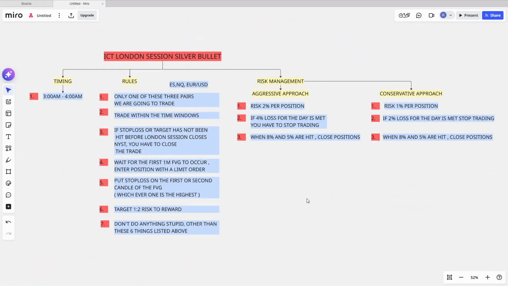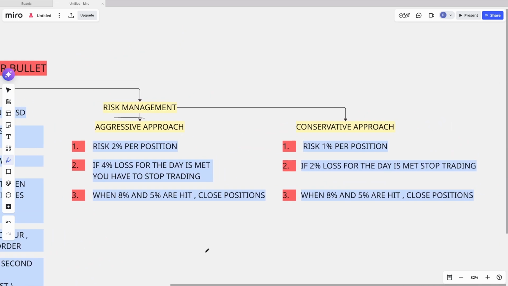Next thing I want to talk about is risk management. There are basically two approaches to risk management, and I'm going to explain each one. According to your personality, most traders have two choices: one is to pass the evaluation fast, and that comes with the downside of breaching the account quickly as well. Others want to go slow, take low-risk trades, and keep their trading account active for a long time. Both approaches have their own pros and cons.